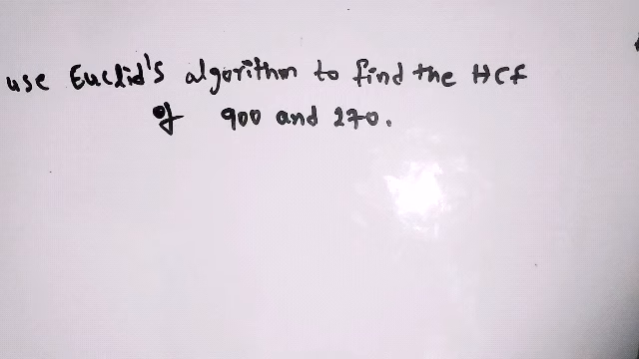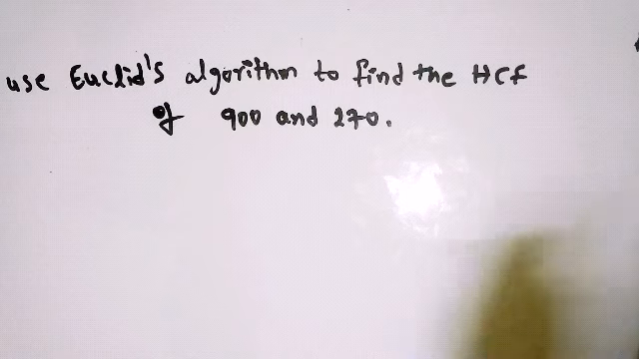Let's see one more problem on Euclid's algorithm. Use Euclid's algorithm to find the HCF of 900 and 270. So here we take A equal to 900 and B equal to 270.